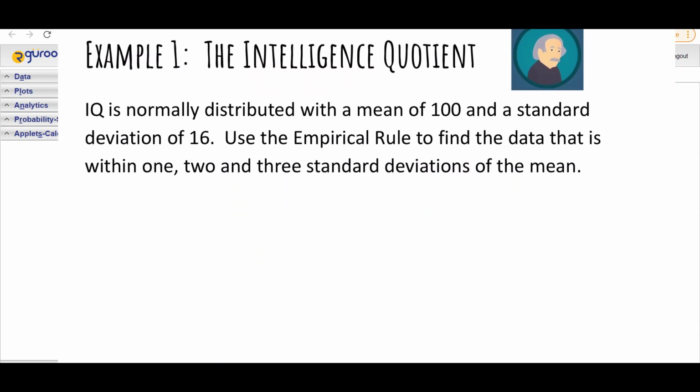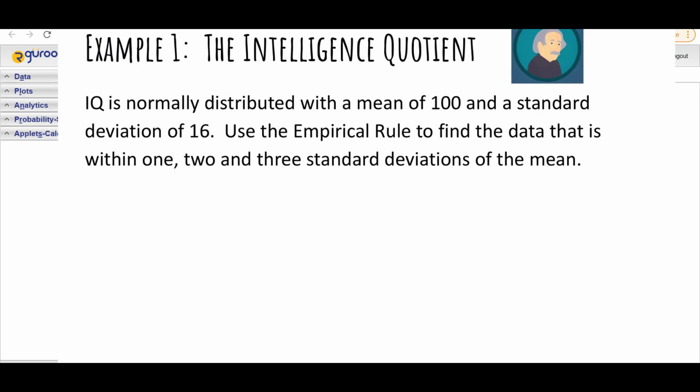So using that as a review, the intelligence quotient, IQ, is normally distributed with a mean of 100 and a standard deviation of 16. Use the empirical rule to find the data that is within 1, 2, and 3 standard deviations of the mean. So if you'll recall, when we did things like this, we went ahead and we drew out a curve.